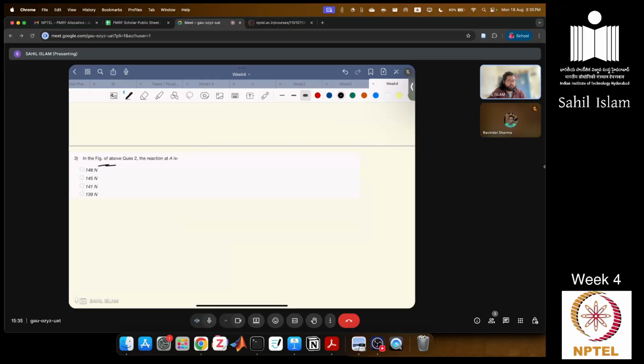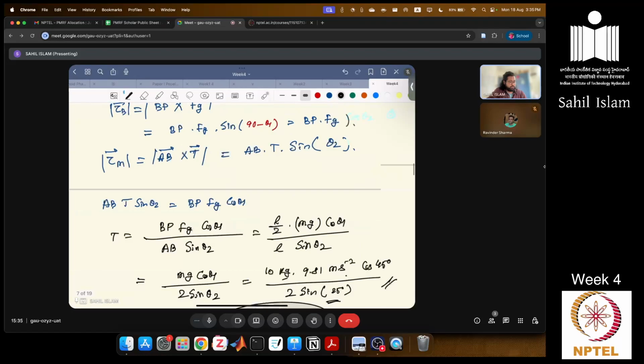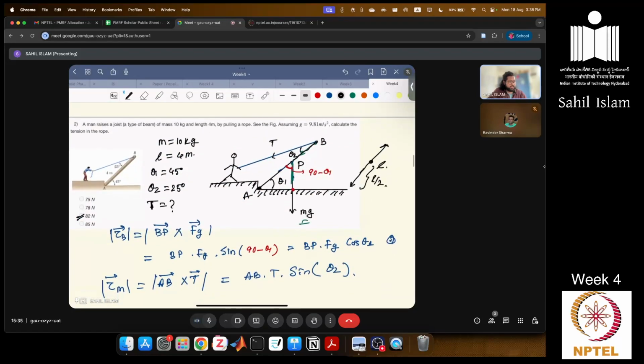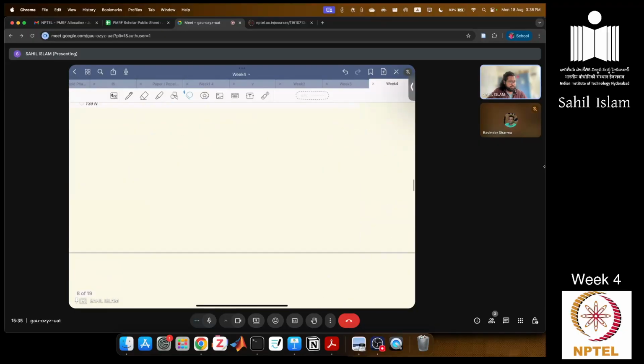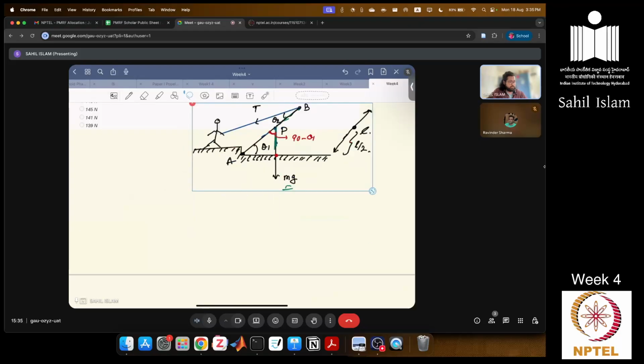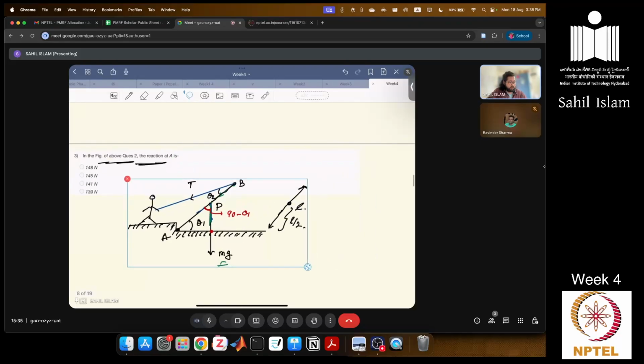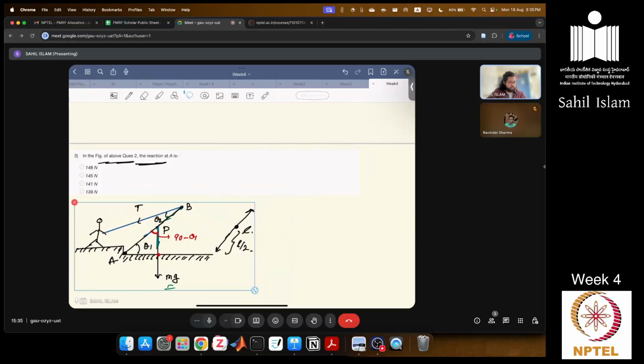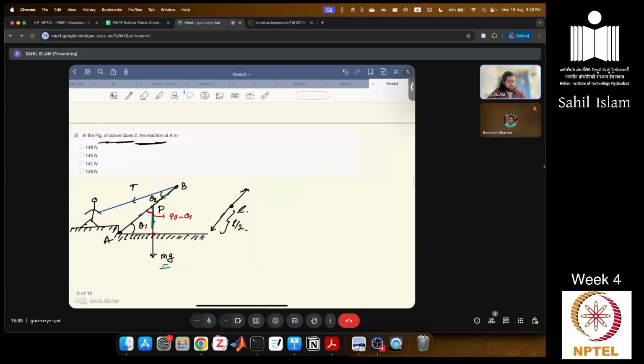Now next is, in the figure of above question 2, the reaction at A is, so we have to find out the reaction at A. In the same way, to find the reaction at A, we have to find out the total force acting. Okay, so let's bring the free body diagram here also, and let's put it here. And what is the force?